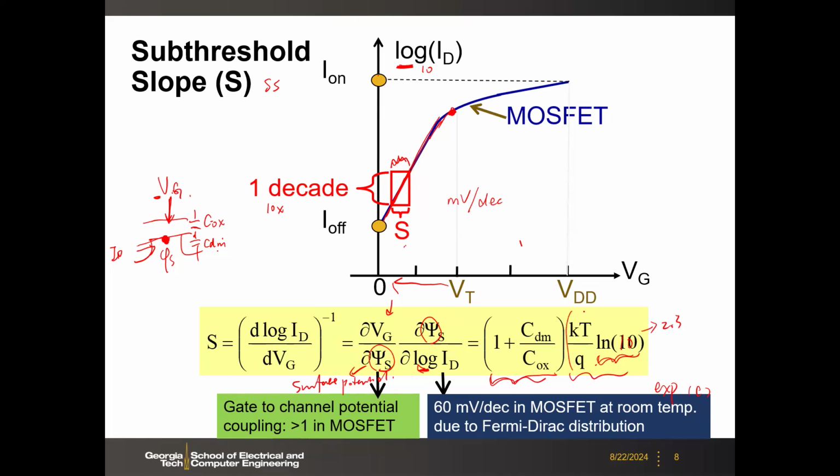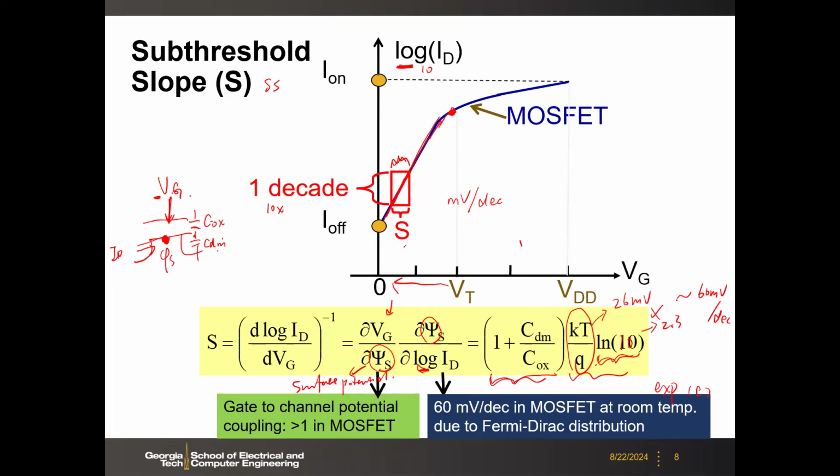And then kT over q, this is a thermal voltage. kT is a thermal energy, depending on the temperature, okay? At room temperature, this kT over q is about 26 millivolts. And then if you multiply by this, you will get roughly 60 millivolts per decade. That's why this is a fundamental limit. If you look at the MOSFET, no matter which MOSFET, made by TSMC or Intel, no matter who, the best you can get is 60 millivolts per decade.